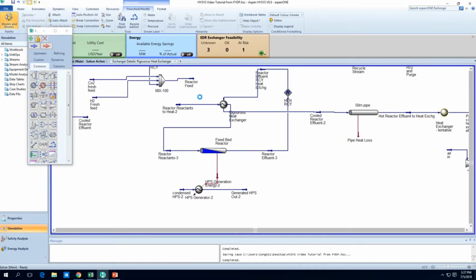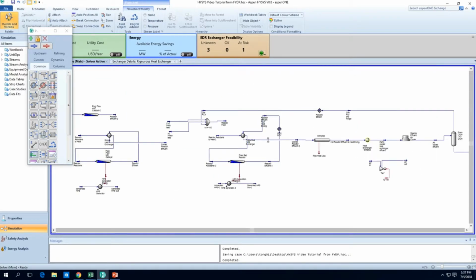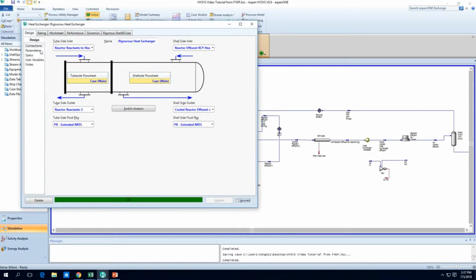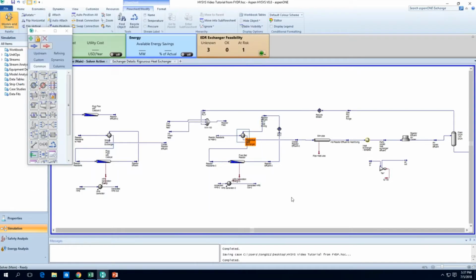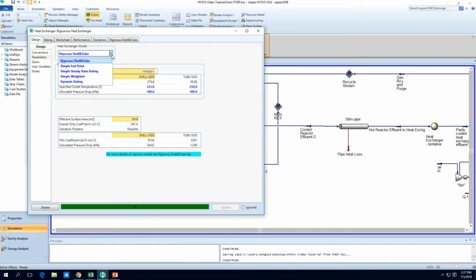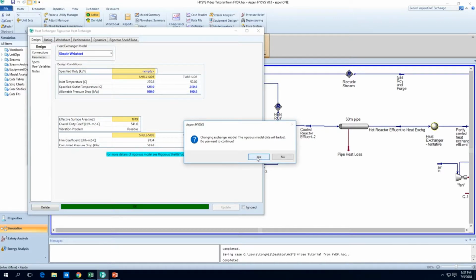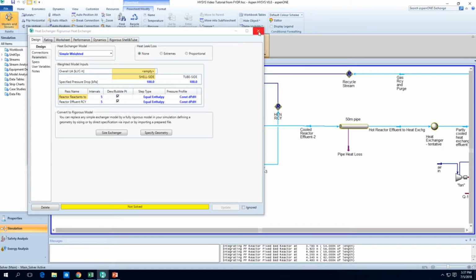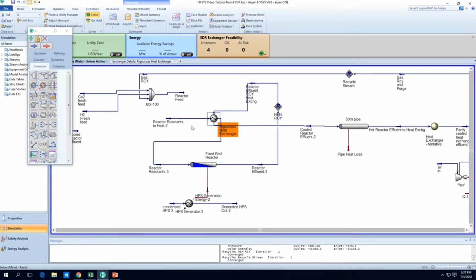Okay, so what I'm going to do, I will need to convert some of the heat exchanger back to non-rigorous models, because this recycle stream is going to need time to converge, and when it does that, the molar flow rates will change, and the heat exchanger duty will also change. So I can't fix the area anymore, and that's not the point of it. So we'll change it back to simple and let it converge again.